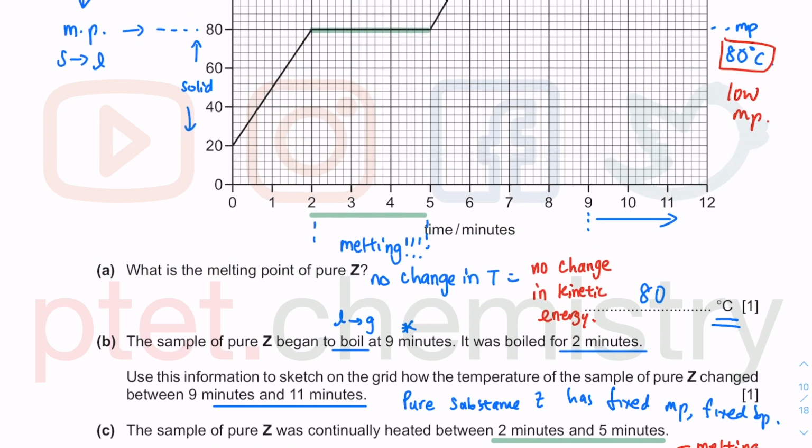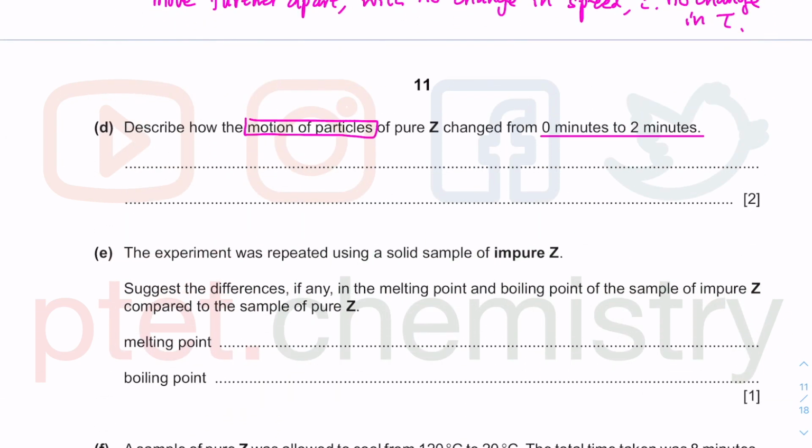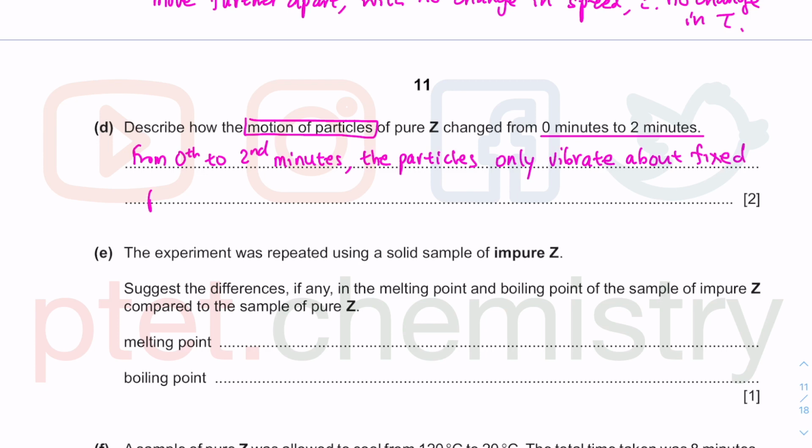So from the 0 to the second minute, the particles only vibrate about fixed positions, as they are still in the solid state.